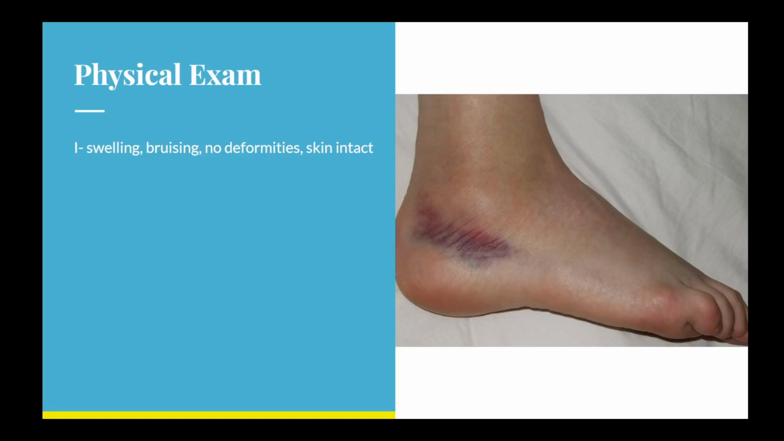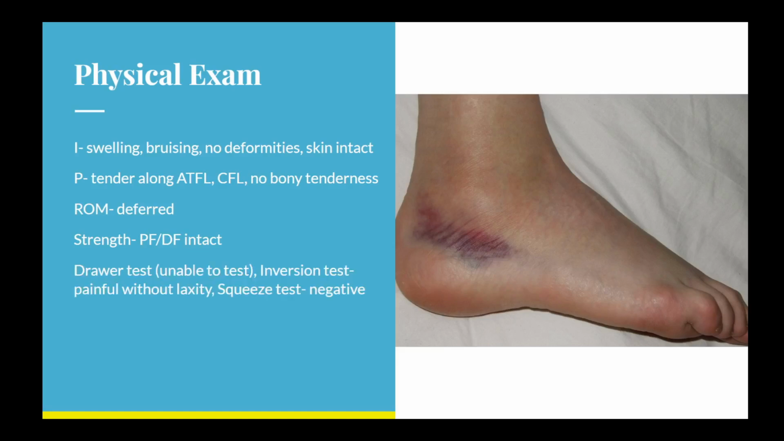There's no frank deformities. The skin is intact. He is tender along the anterior talofibular ligament and the calcaneofibular ligament with no bony tenderness. Range of motion is deferred. His plantar and dorsiflexion are intact. He did not tolerate a drawer test very well. His inversion test was painful, but no obvious laxity, and a negative squeeze test. He was neurovascularly intact, and his gait was antalgic. He really didn't walk very well.